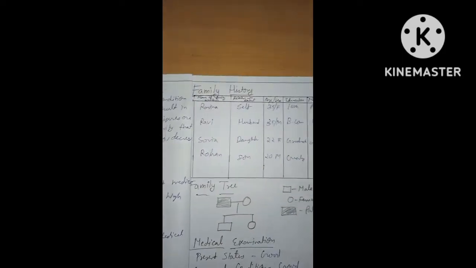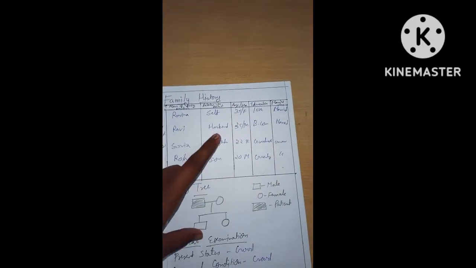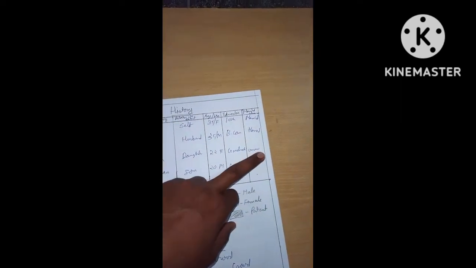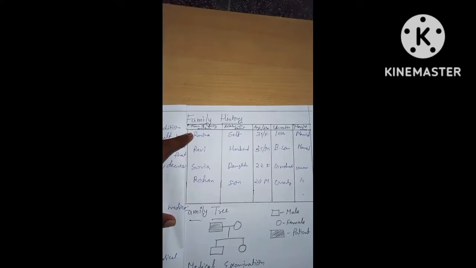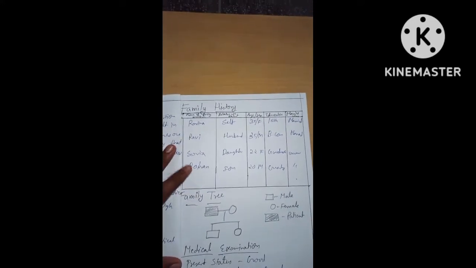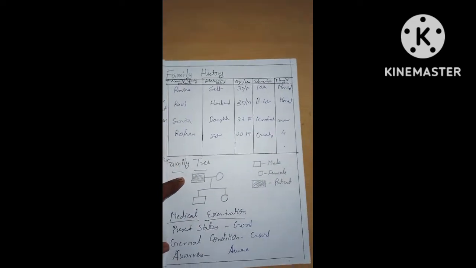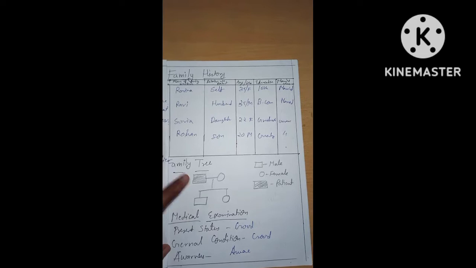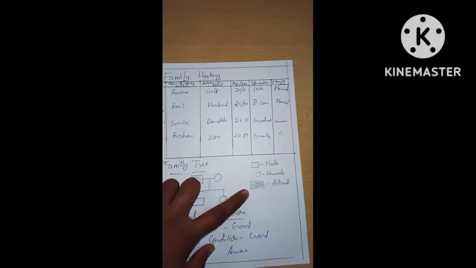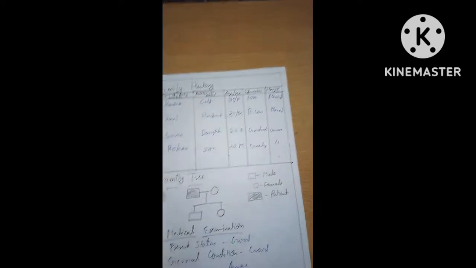Next, it comes to family history: name of family member, relation to patient, age, sex, education, and marital status. These are the family members of the patient. This is the data as shown here. Then it comes to the family tree. The square is male and the circle is female, and the square filled with color is the patient.